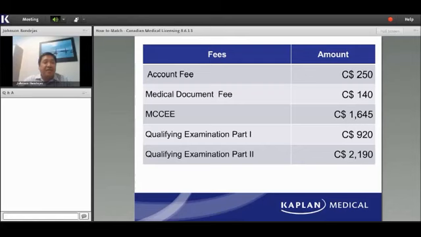Now, as for the MCCEE examination, the following are the fees, currently, for the MCCEE and the qualifying exam part 1 and part 2. As you can see, the MCCEE will cost about $1,645, whereas QE1 will be about $920, and QE2 will be $2,190.